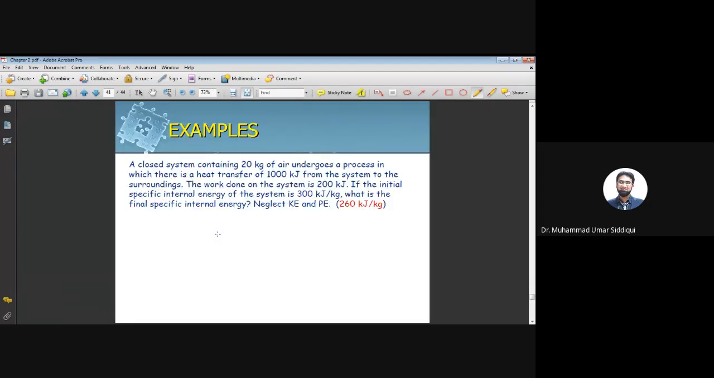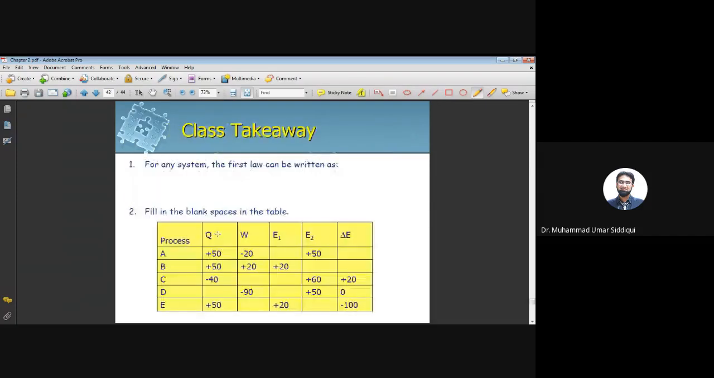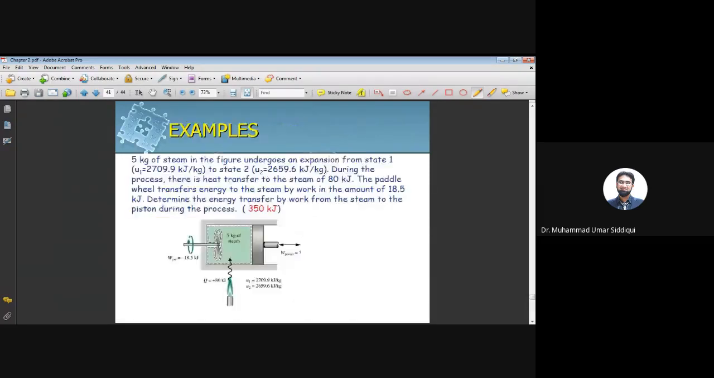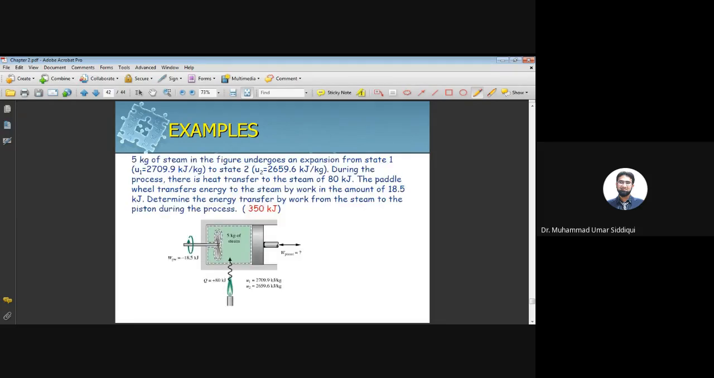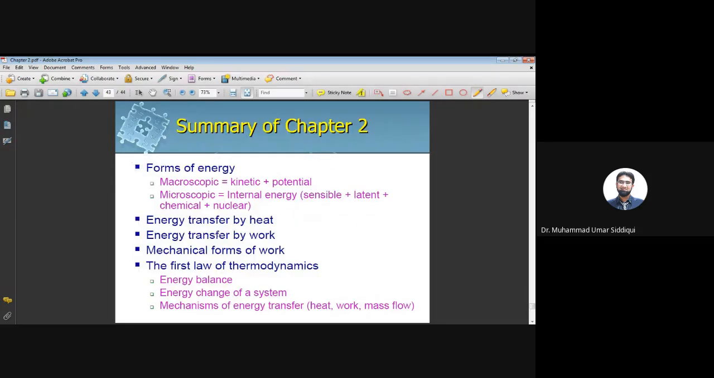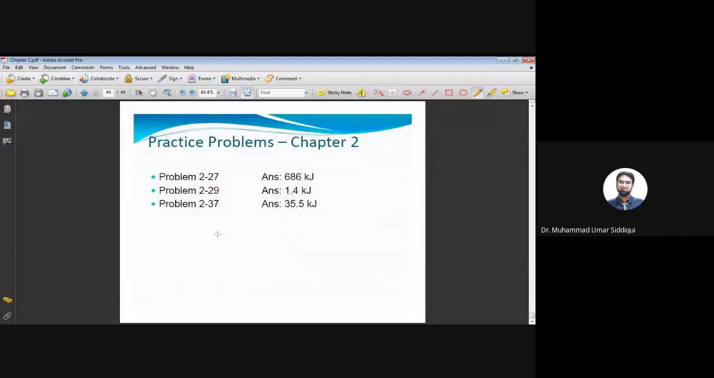Then we have another example here. There are two examples here, in fact some more problems. These are the ones which you can take as exercise. Simple problems, you just have to apply the first law of thermodynamics and make the solution. And with this, our chapter number 2 is finished. You have some practice problems.